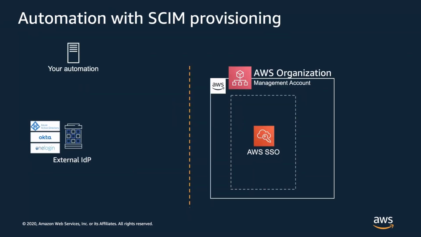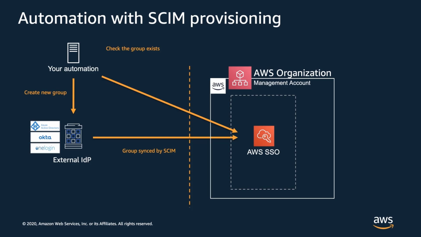Let's look at how you can automate your AWS accounts access management with an external IDP and AWS SSO. First, your automation solution creates a new group in the IDP and assigns this group to the SCIM provisioning. The new group will be pushed to the AWS SSO by SCIM. Next, your automation checks if the group already appeared on the AWS SSO side using AWS SSO Identity Store API. It may take some time till the group will be synchronized depending on your IDP SCIM implementation.